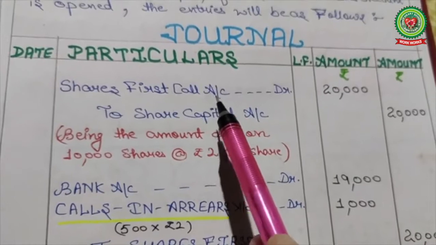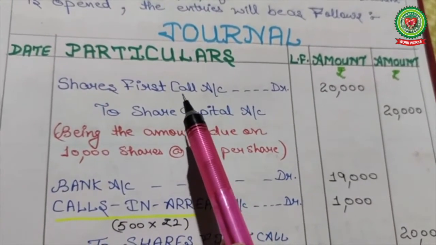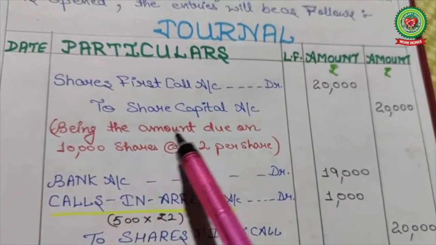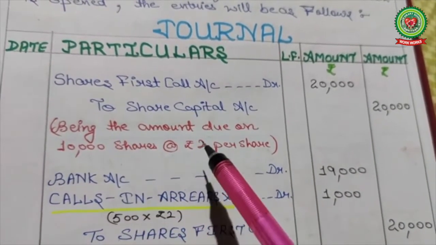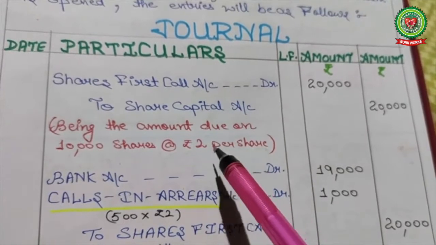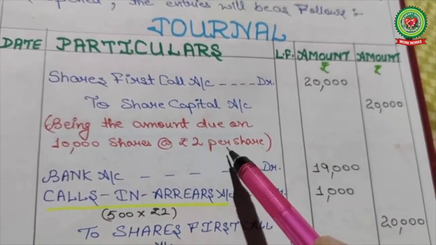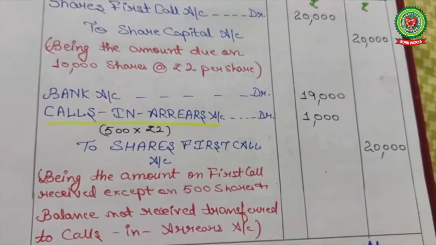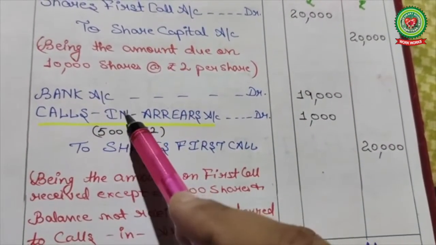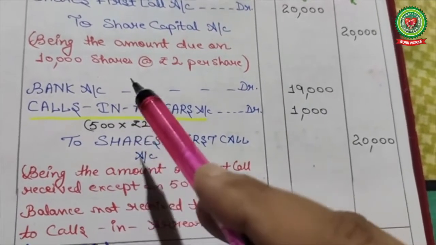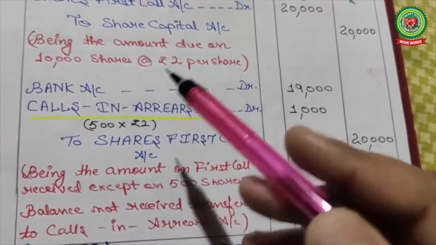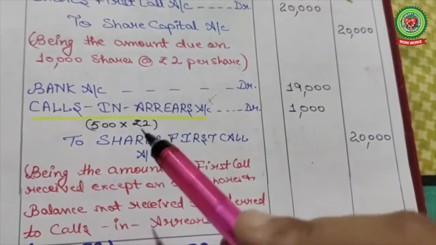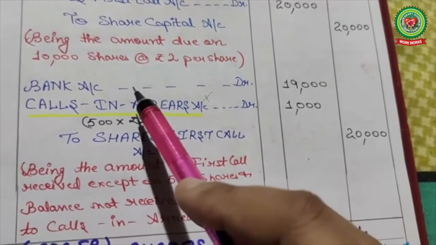First again due, same entry, share first call account to share capital account 20,000, being the amount due on the 10,000 shares at 2 per share on first call. Now the second entry, bank account. In the previous case, when the calls in arrears account is not opened, it is not mentioned separately, but here we are opening the calls in arrears account.